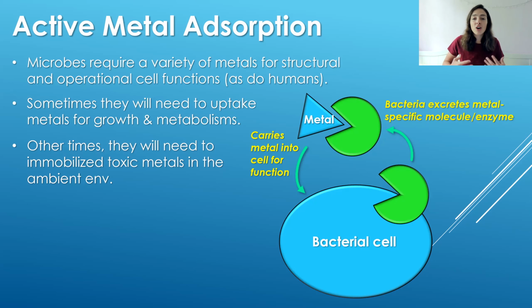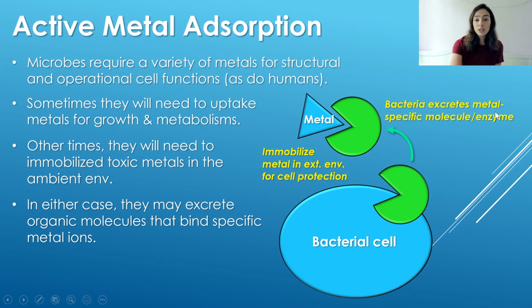And on to the how. In terms of taking up metals for growth and metabolism, they can excrete metal-specific molecules or enzymes that can grab their metal and carry it back into the cell to function in the cell for what they need it to function as. Or if they're trying to immobilize toxic metals and detoxify their environment, they can excrete a similar molecule or enzyme specific to binding that metal and then immobilize it in the external environment and not bring it back. And so that's the difference there. In either case, they're excreting organic molecules specific to binding a specific metal.